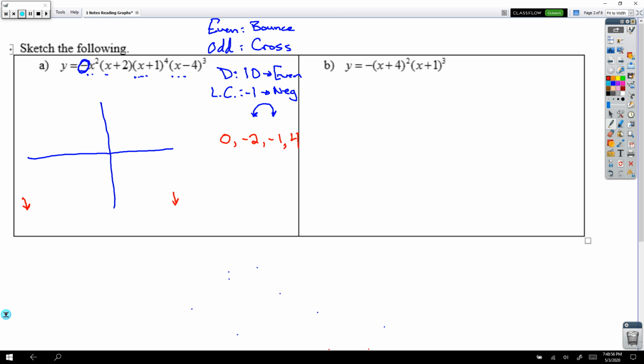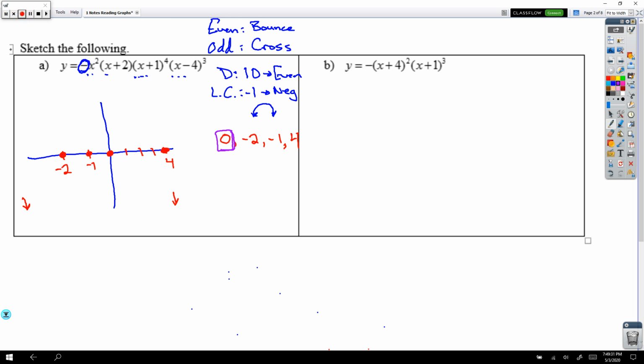So let's go ahead and put those dots there. So negative 2, negative 1, 0, and 4. Now, I want to look at my degree. Again, even means it's going to bounce off the x-axis. Odd means it crosses. So, for the 0, that's x squared. So this is going to bounce. So we have a bounce at 0.